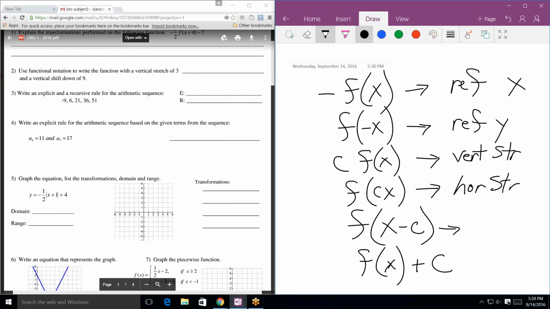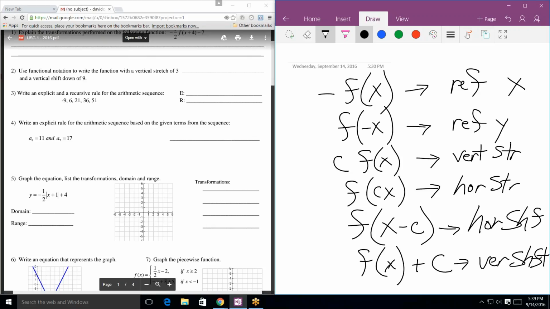The second to last or the very bottom? Second to last? So that would be a horizontal shift. Correct. And finally the bottom? Vertical shift. All right. Sounds like you know those pretty good.